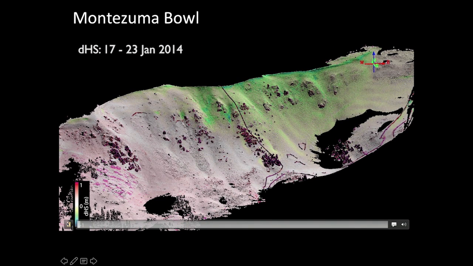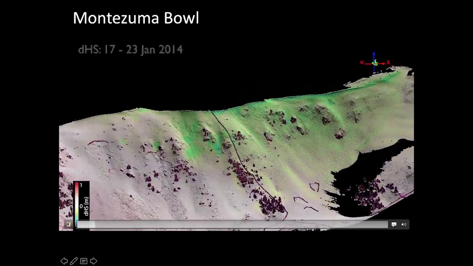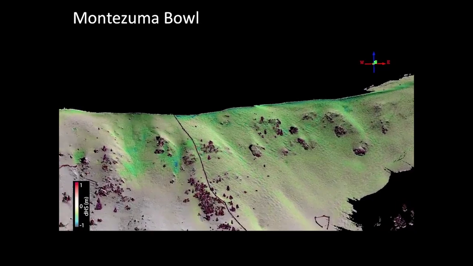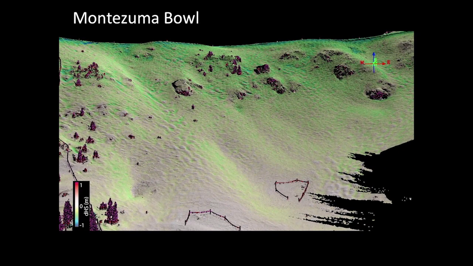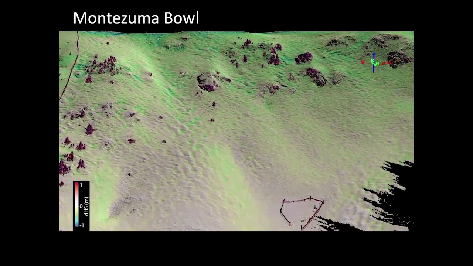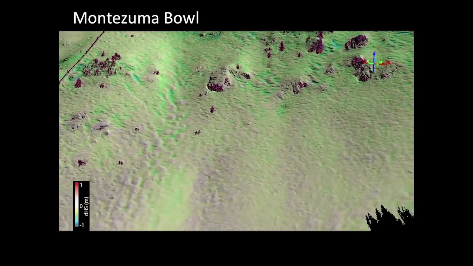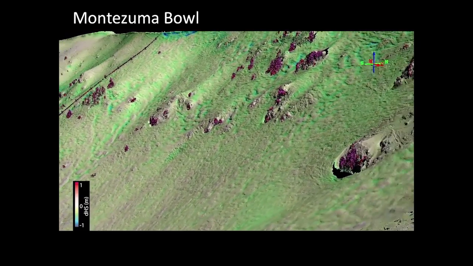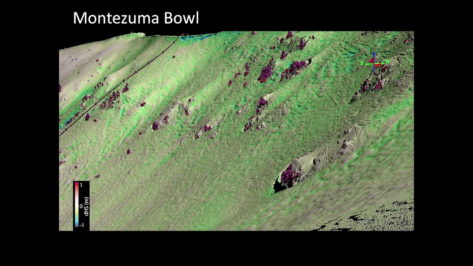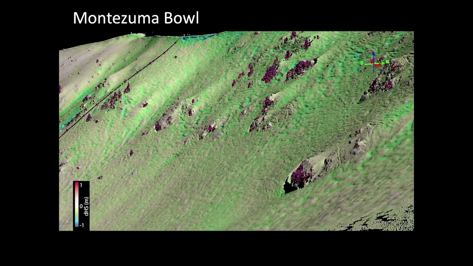This is Montezuma Bowl again later the same year in 2014. In this case, mostly what we're looking at here is change in snow depth and a lot of negative colors here. And as we zoom in, you can see why. You can see a lot of the moguls. This half of the bowl was open to the public, and we can actually see how much skier compaction was occurring across this slope.